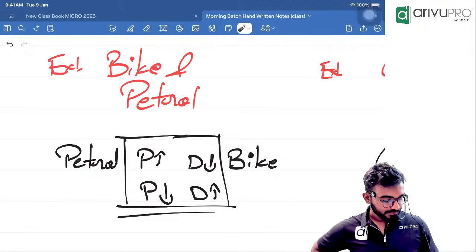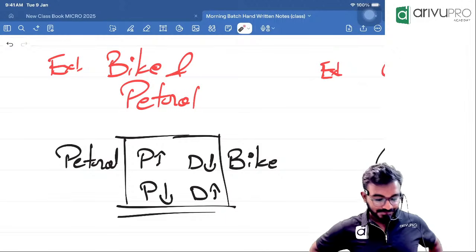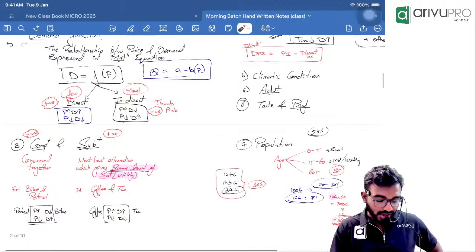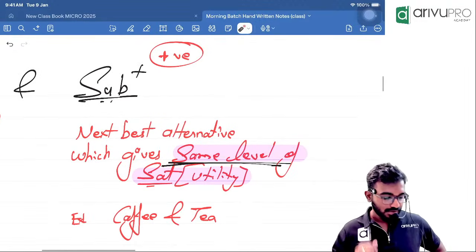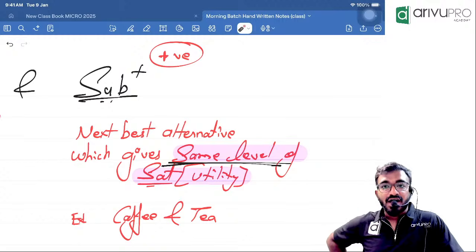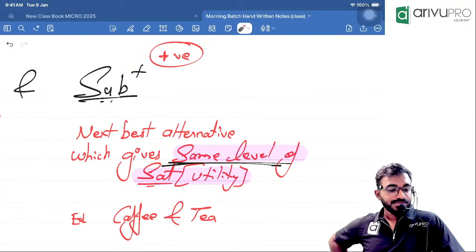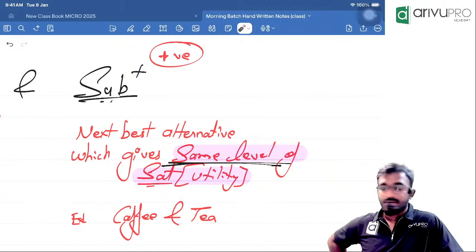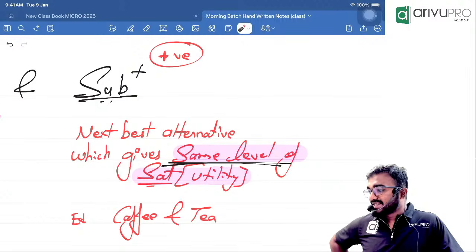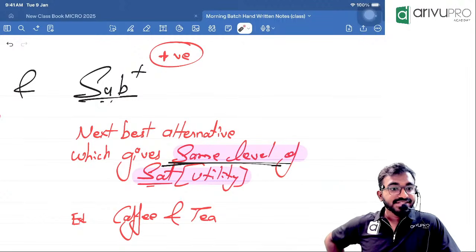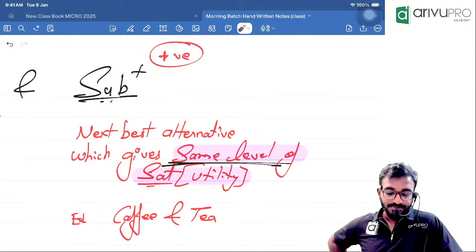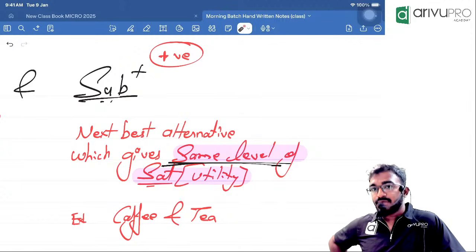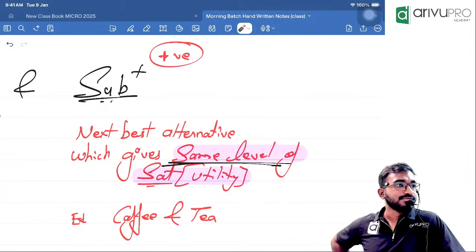Done? Next, complementary is done. Substitute goods. They are the next best alternative, which gives the same or similar level of satisfaction.